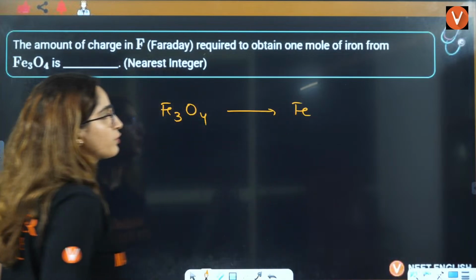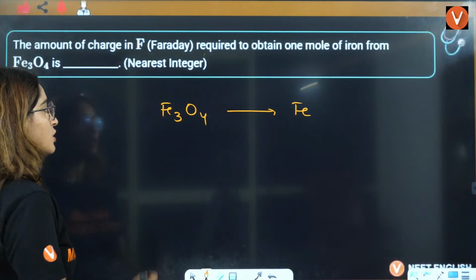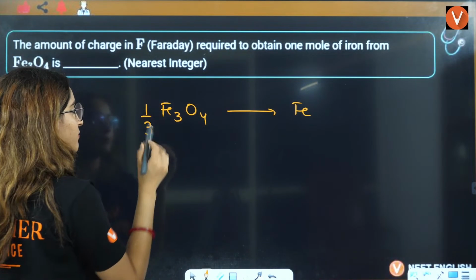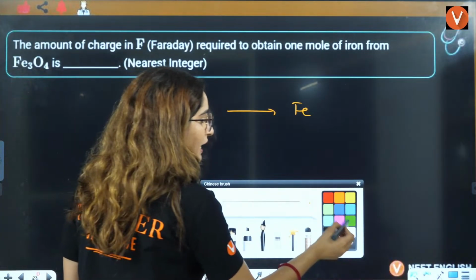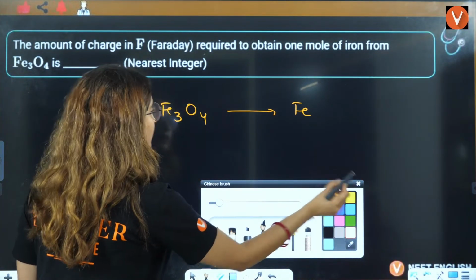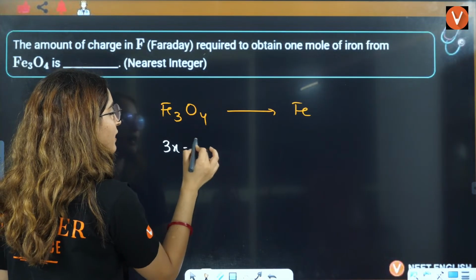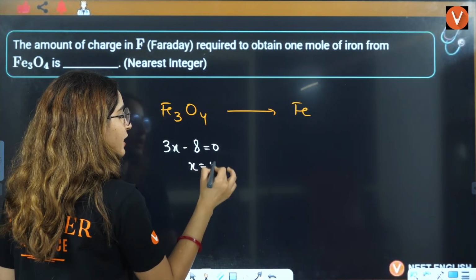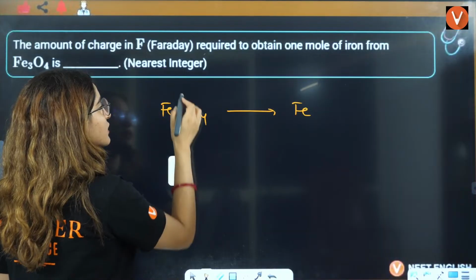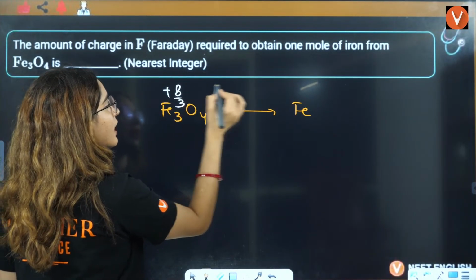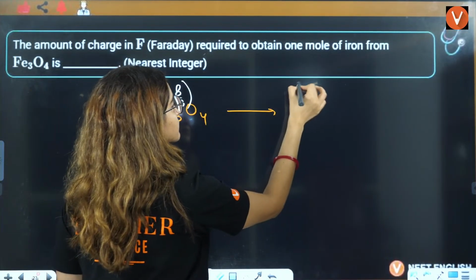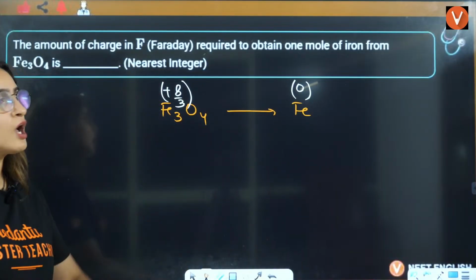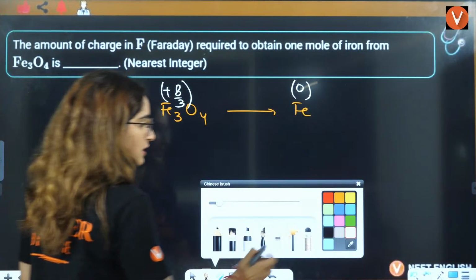Iron is what you need to obtain, right? So if I say this will be 1 by 3, can you just tell me what is the n factor here? N factor here will be 3x minus 8 is equal to 0. So x will be 8 by 3. So can I say this will be positive 8 by 3 and this is 0. And this is 0. So the difference here is 3.